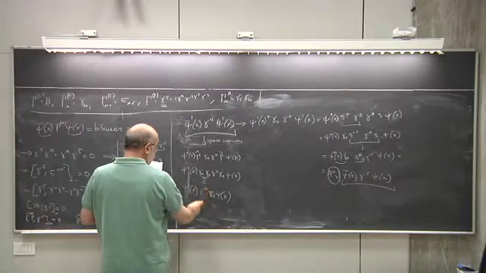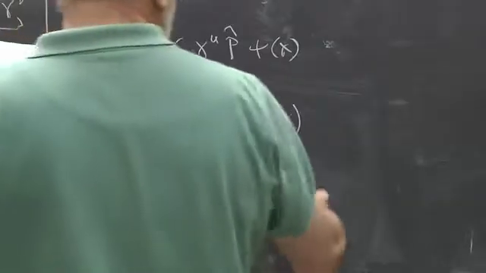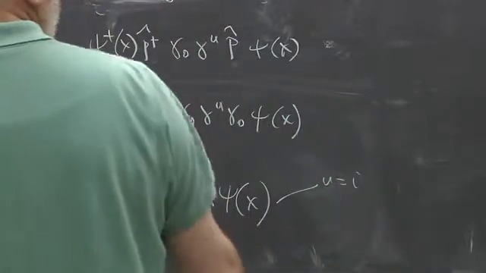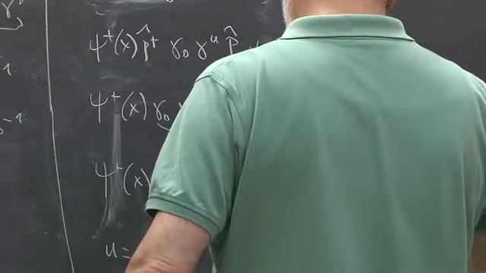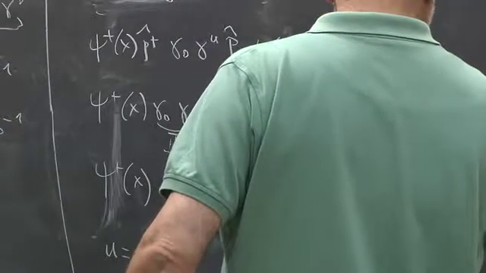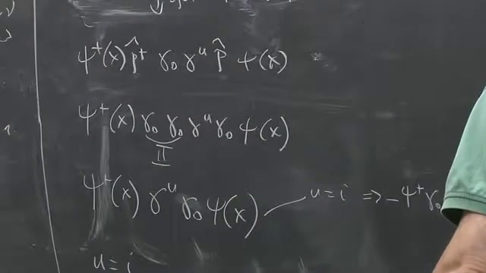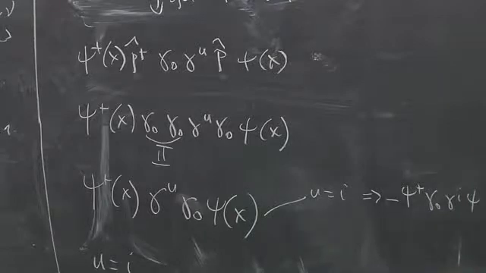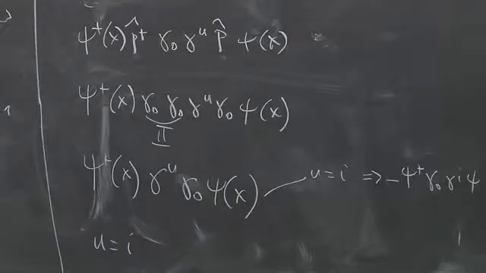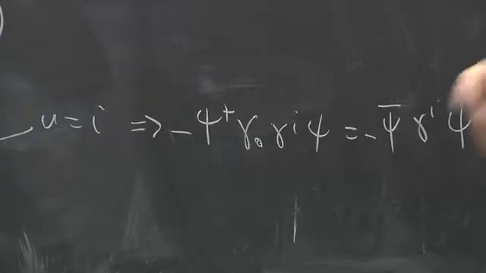Now, if mu were a space index, then these would change sign and I would end up with minus psi dagger gamma 0 gamma I psi, that is minus psi bar gamma I psi. So under space reflection, the space part changes sign, exactly like a vector. A vector x changes sign under a space reflection.